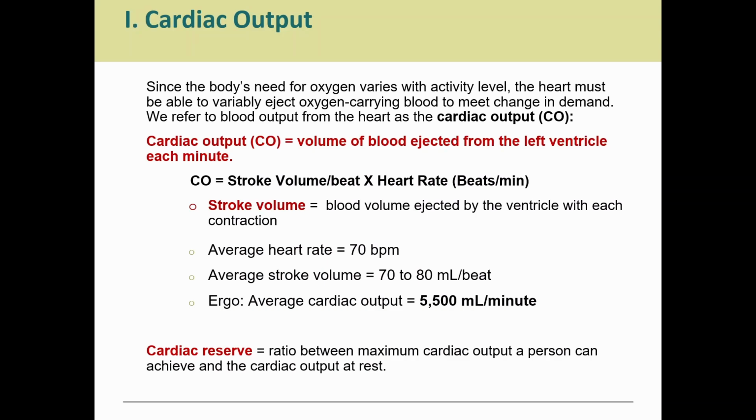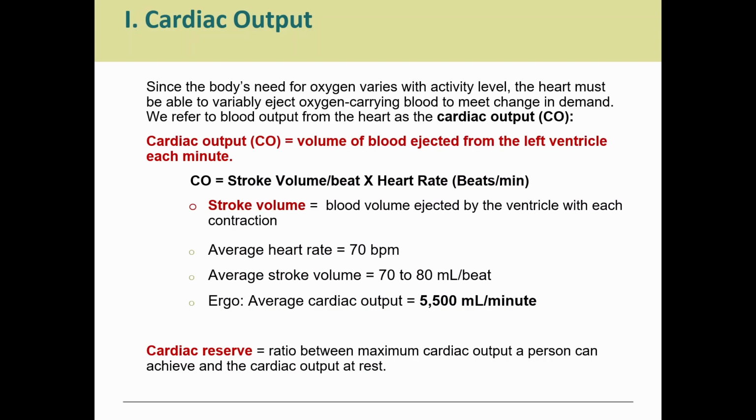Now, on average, a person's heart rate at rest is about 70 beats per minute, although that can range from like 55 to 90-ish, depending on your activity level and all of that. And the average stroke volume is about 70 to 80 milliliters per beat. So in a given minute, the average person has a cardiac output of about 5,500 milliliters per minute. 70 to 80 milliliters per beat, 70 beats per minute gives you that 5,500.